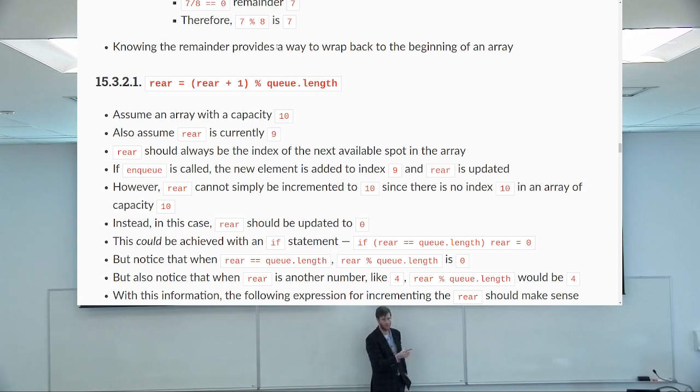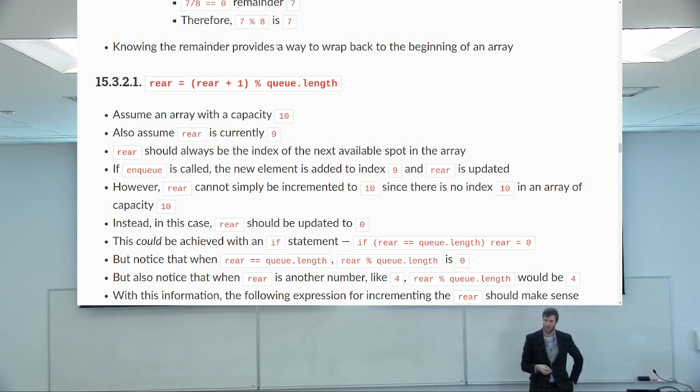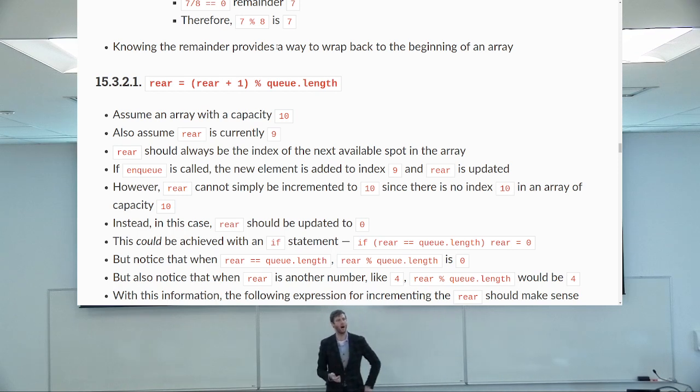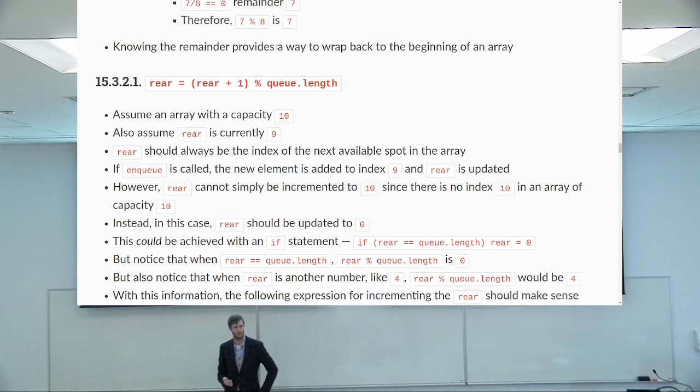Because of this looping thing. Because we're out of room at the end, we've got to loop back to the beginning. But here's the magic. If rear is 9, I add 1 to it, it becomes 10. What is 10 mod 10? 0. How many times can I take 10 out of 10? Once. What's left over? 0.